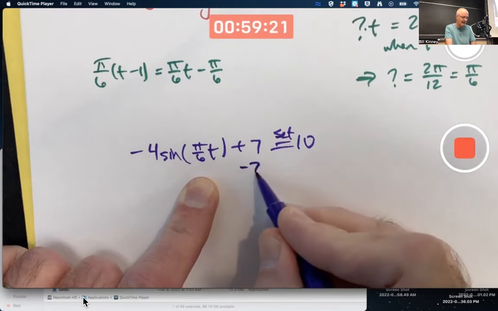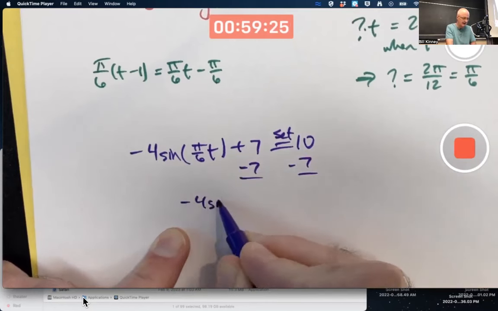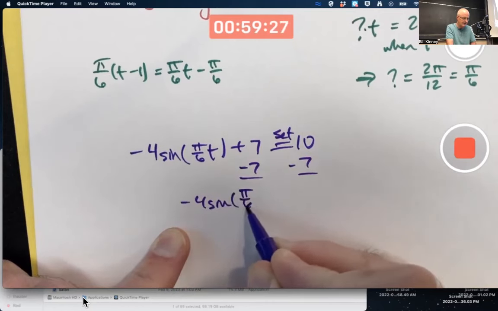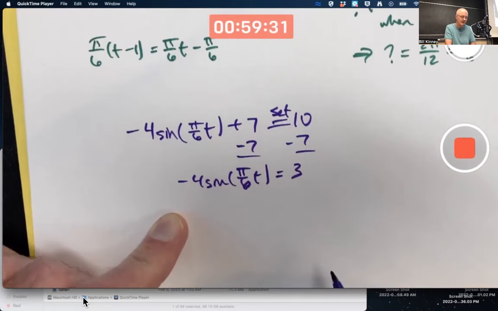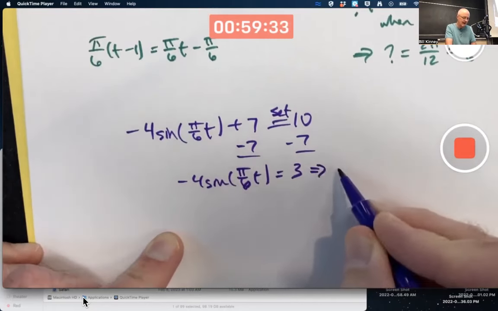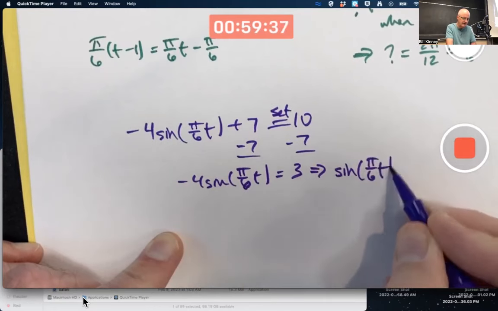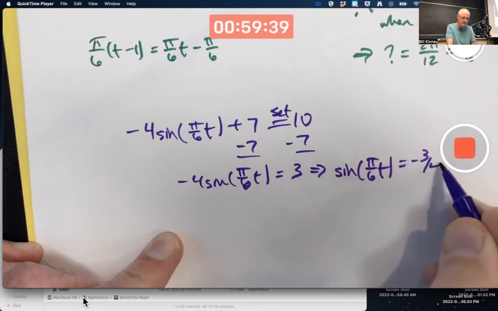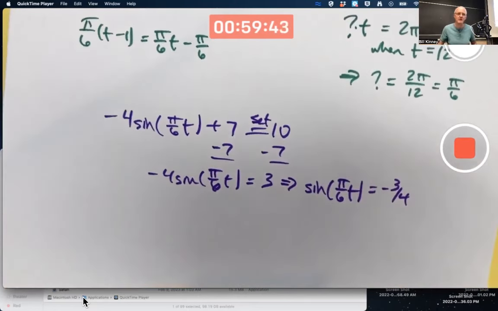So I'll start by subtracting 7 from both sides and get -4 sine of pi over 6t equals 3. Then I'll divide both sides by -4: sine of pi over 6t equals -3/4. Is -3/4 a special output of the sine function where I could figure out the answer exactly here? No, it's not. I need technology.